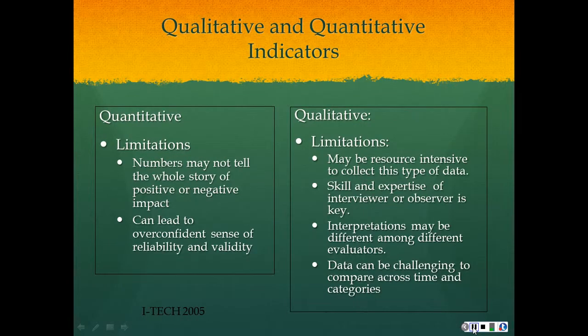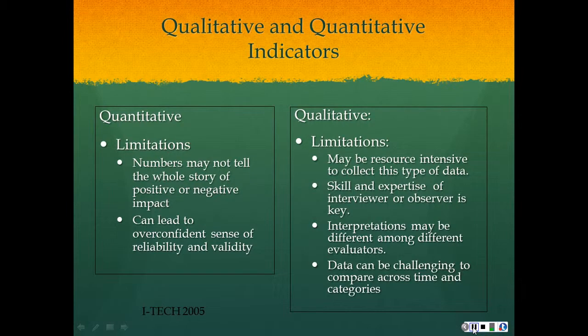The limitations of quantitative indicators, or number indicators: our numbers may not tell you the whole story of a positive or negative impact. For example, the human services workers may be offering the services they're supposed to, but they may be rude or insensitive towards clients. They can lead you to feeling overconfident about how successful your program is.